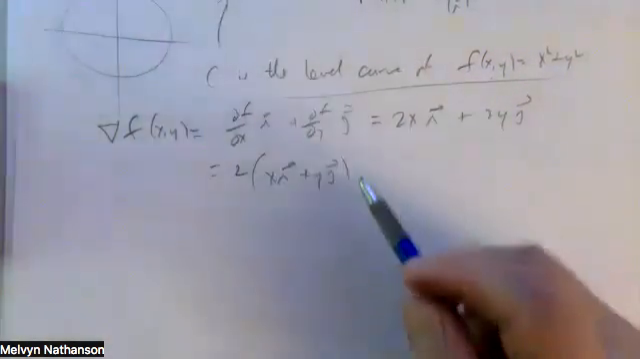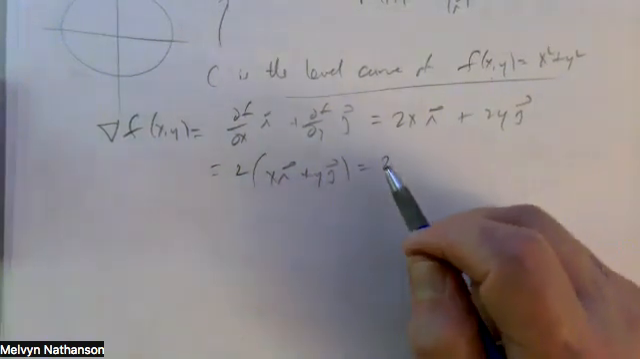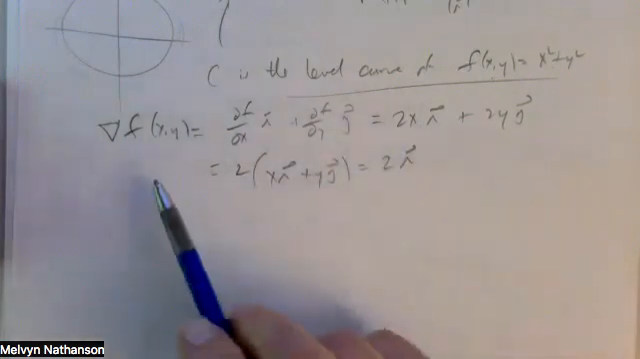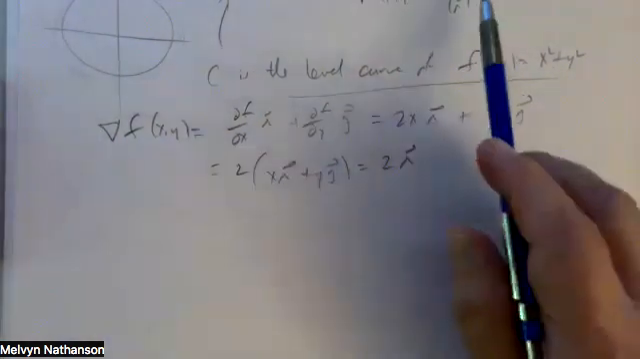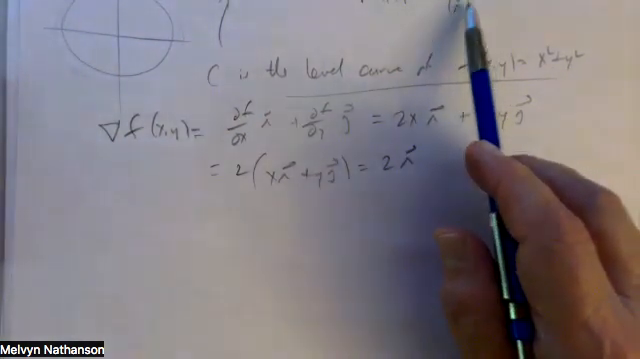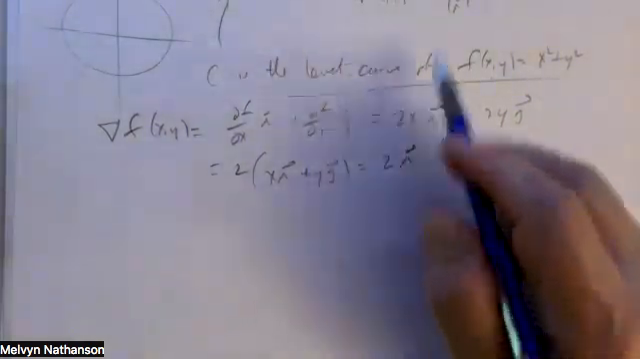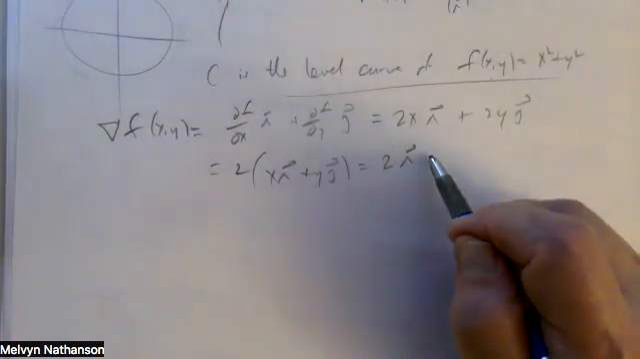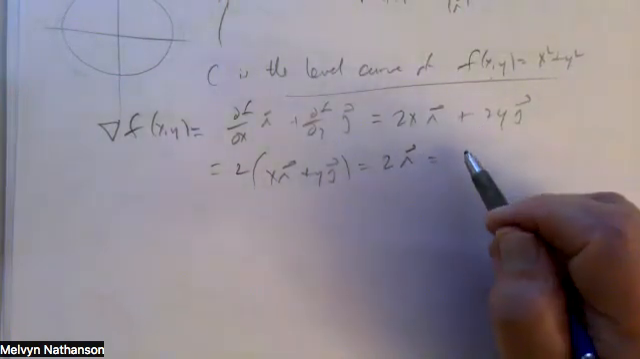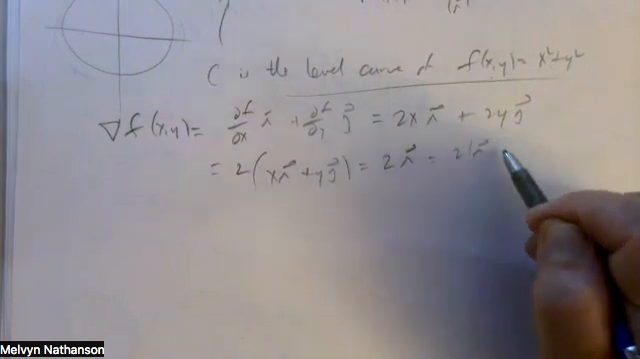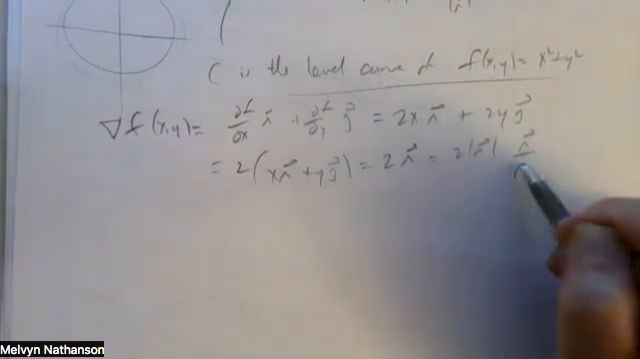So at any point, this is really 2r, right? So the gradient of f of x, y is really a multiple of capital F of x, y. It points in the same direction. Capital F of x, y, this vector field, I can write as 2 times the length of r times r over the length of r.